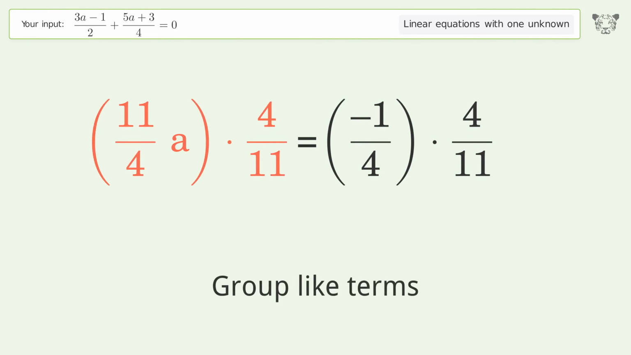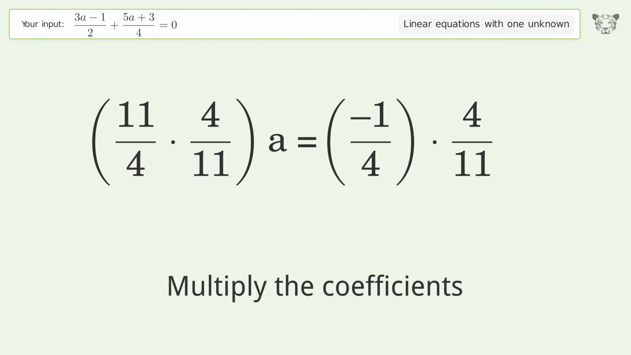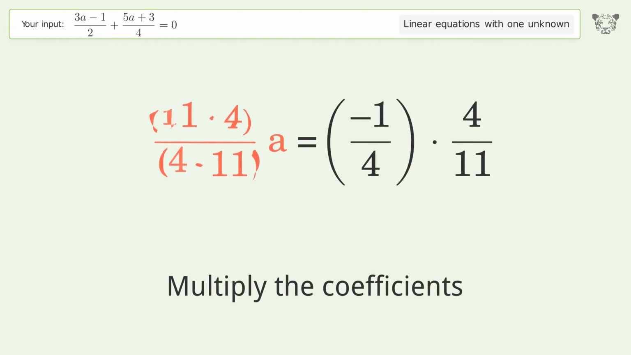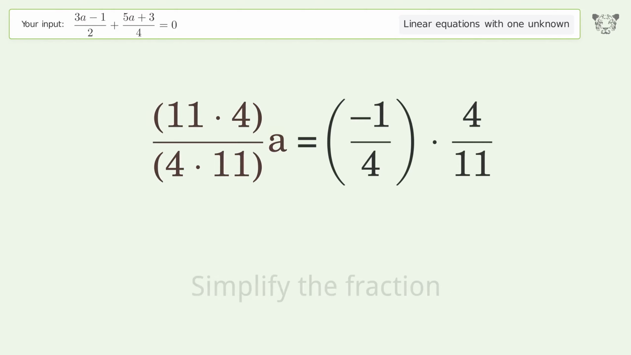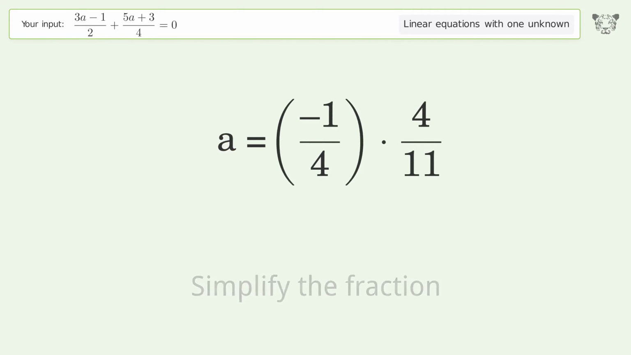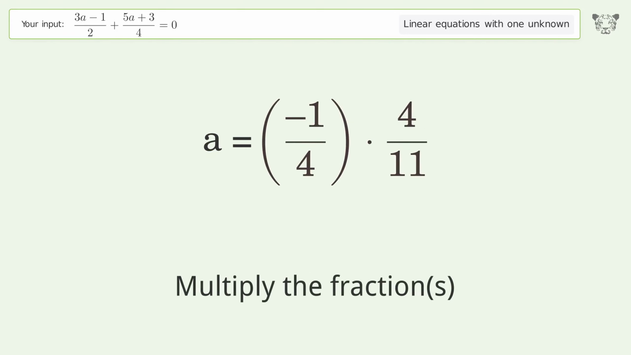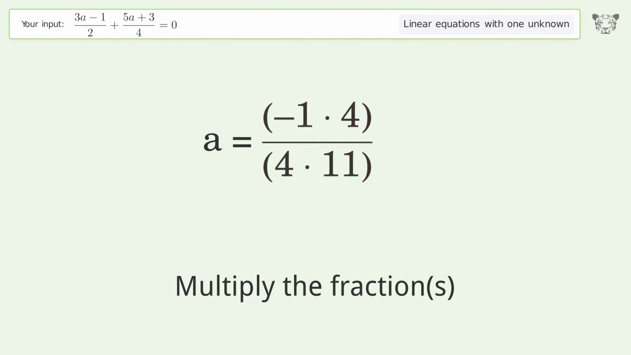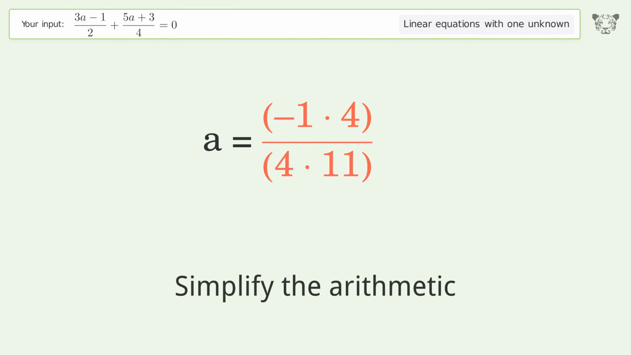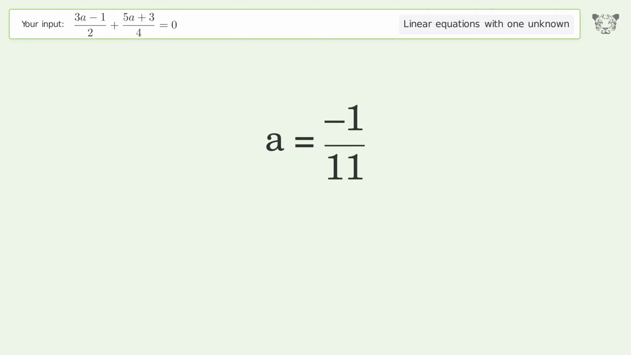Group like terms. Multiply the coefficients. Simplify the fraction. Multiply the fractions. Simplify the arithmetic. And so the final result is a equals -1/11.